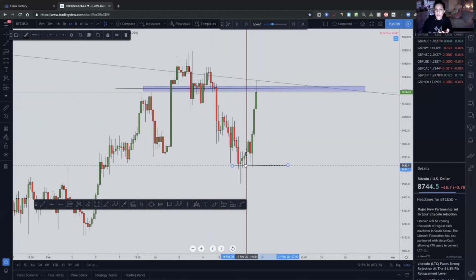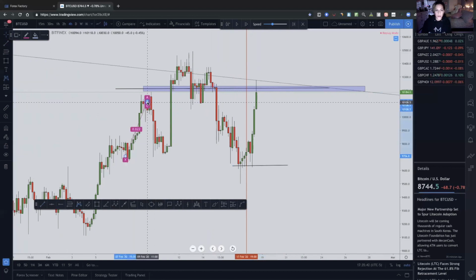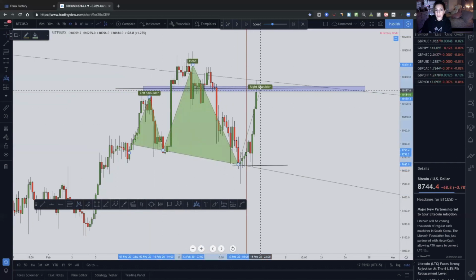All right, so this is what I'm looking for right here. Now, many will say, well, that's a head and shoulders. Yeah, I see it, you guys. Okay, I see the pattern. There it is. So I see a left shoulder, I see a head, and I see a potential right shoulder forming.